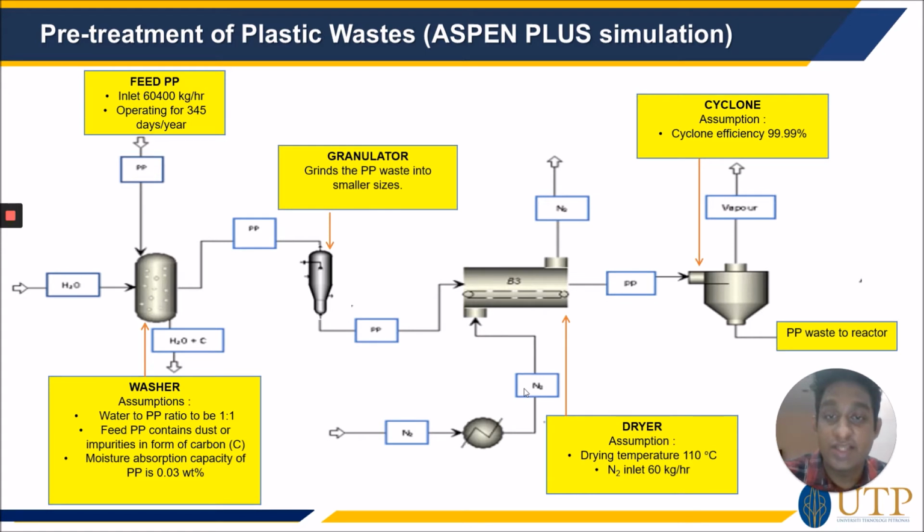Feed PP waste first enters the washer, where water is pumped in to remove any impurities present on the surface of the PP. The assumptions made here are water to PP ratio to be 1 to 1. Feed PP contains dust or impurities in form of carbon. Moisture absorption capacity of PP is 0.03 weight%.